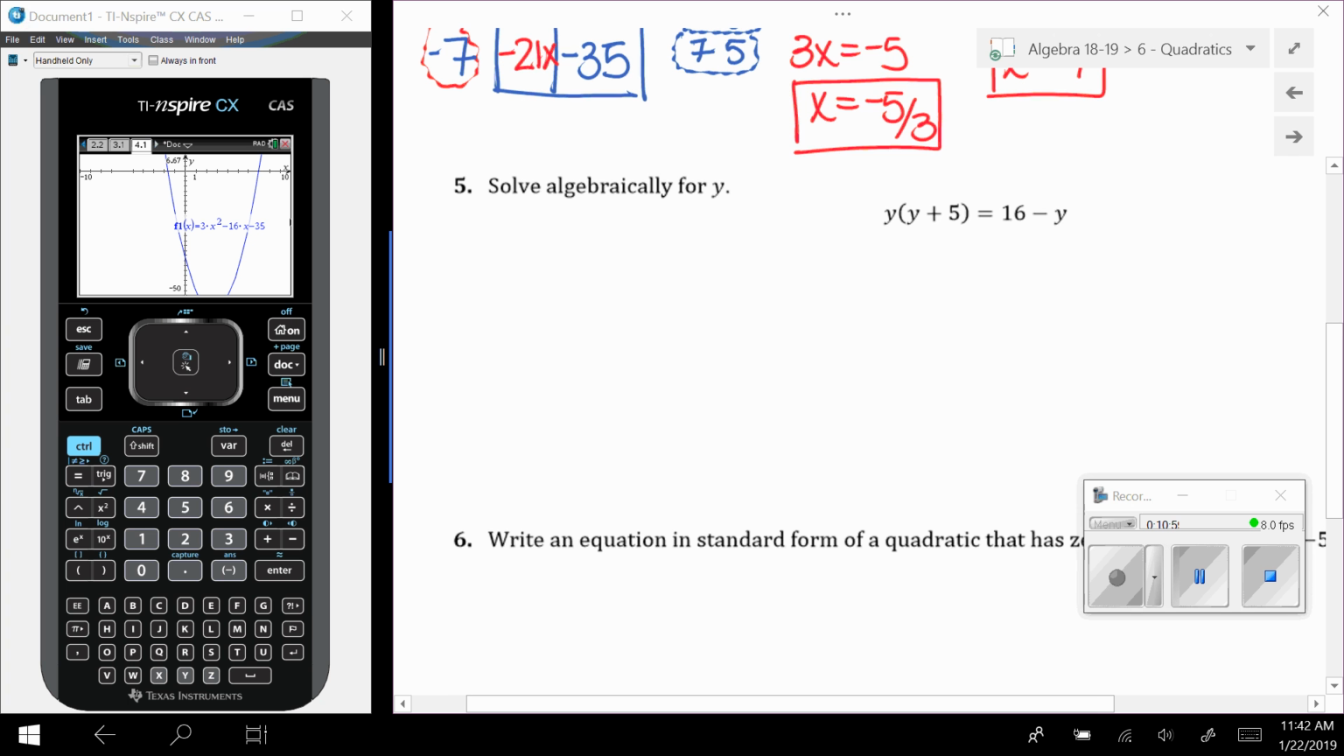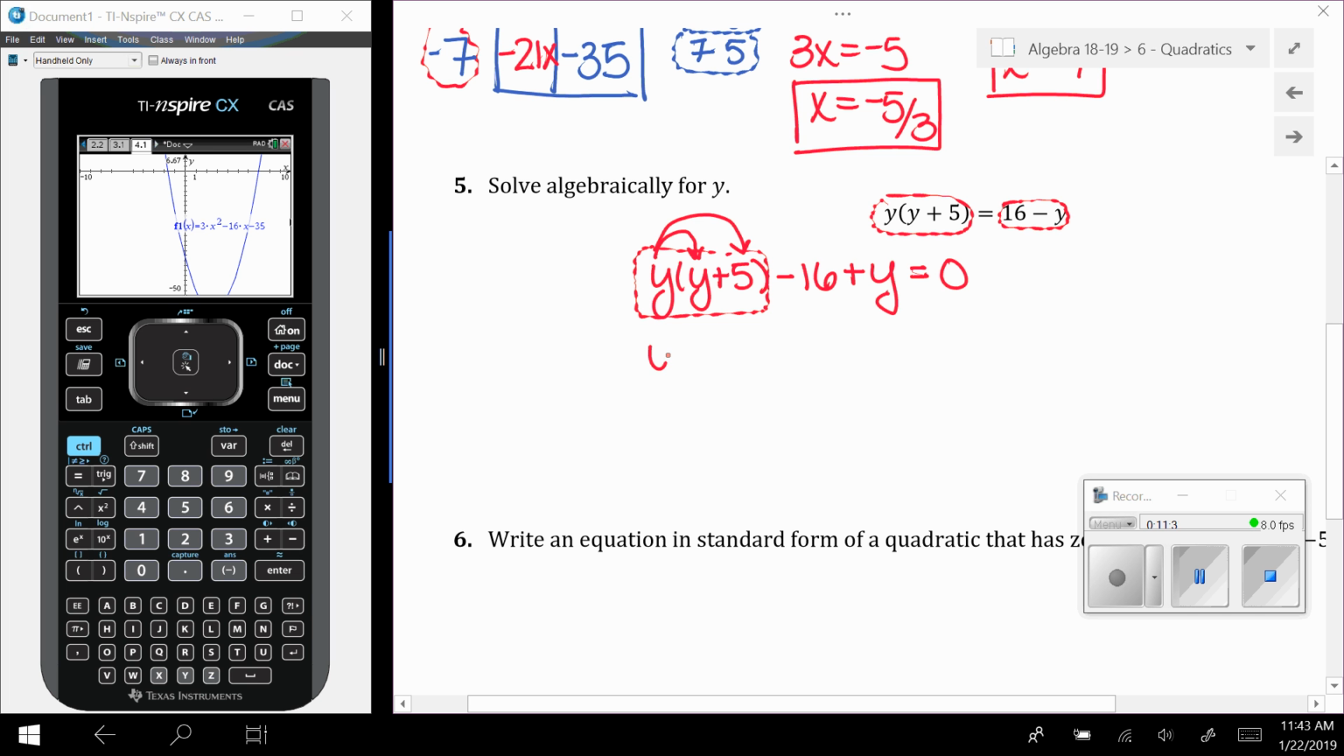Number 5. Solve algebraically for y. Now what makes this one a little crazier is that it looks a little weird, and then we've got that 16 minus y creeping over here. So it's not really any different. You want to move everything to the left, and then you want that right-hand side to be equal to 0. It's weird writing something with y. I've got to clear these parentheses here. How do I do that? Oh, the distributive property, you say. I say that's a great idea.